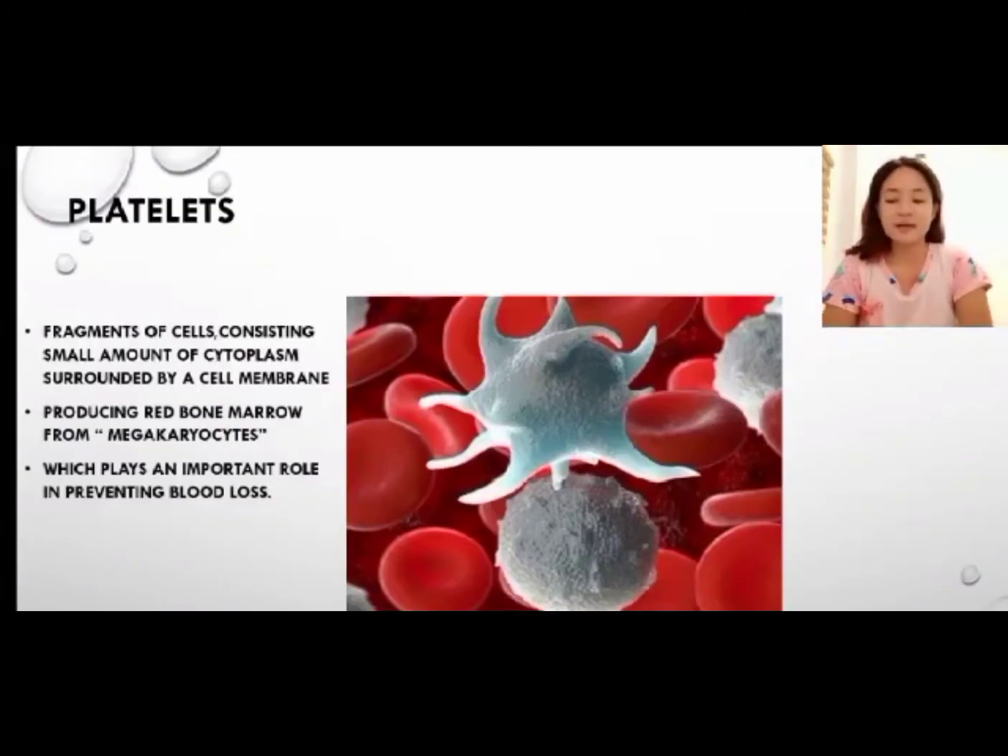Platelets. Platelets are fragments of cells consisting of a small amount of cytoplasm surrounded by a cell membrane, produced in red bone marrow from megakaryocytes, which plays an important role in preventing blood loss. Colorless cell fragments in our blood that form clots and stop or prevent bleeding. Platelets are made in red bone marrow, that sponge-like tissue inside of our bones, which contains stem cells that develop into red blood cells, white blood cells, and the platelets.